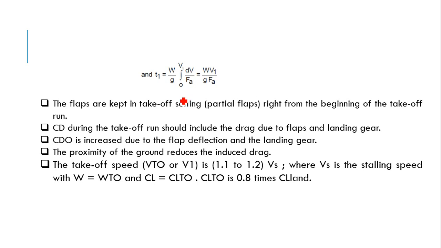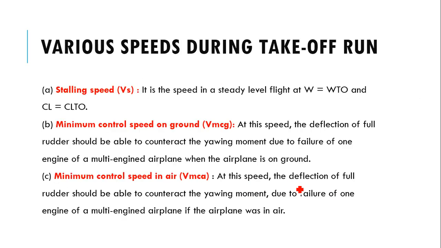During ground run we can use this equation. And the time taken is W into v1 divided by g into fa. For takeoff speed, the value will be 1.1 to 1.2 of Vs, and CL at takeoff will be equal to 0.8 times the CL at landing. The condition is that for takeoff the CL will be 0.8 times the CL land.